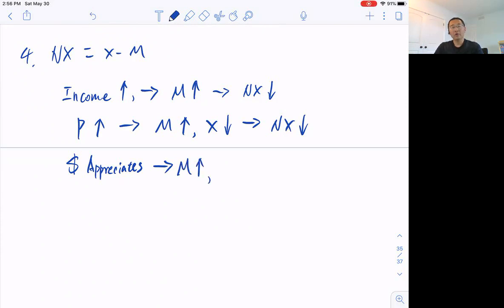Similarly, a dollar appreciation means American products will take more foreign money to buy, so foreigners can afford less US products, so exports are going to decrease. And in that case, net exports is actually going to decrease, right?